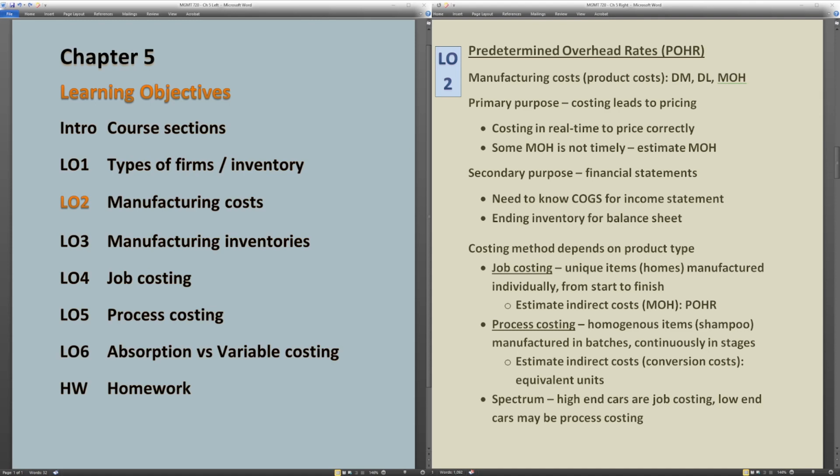So the product you're making may end up, even though they're individual items, they may be so similar and so mass-produced and so continuous that they may fit a process costing process. Or you may have products that sort of sit in between, and then you make a decision to use a job costing or a process costing cost method, depending upon which one is easier or more suitable to your business.